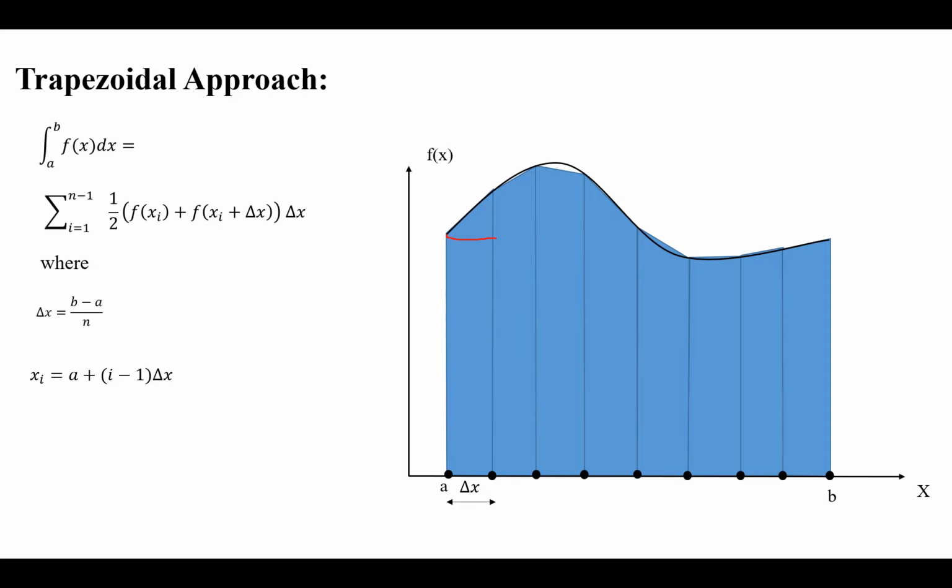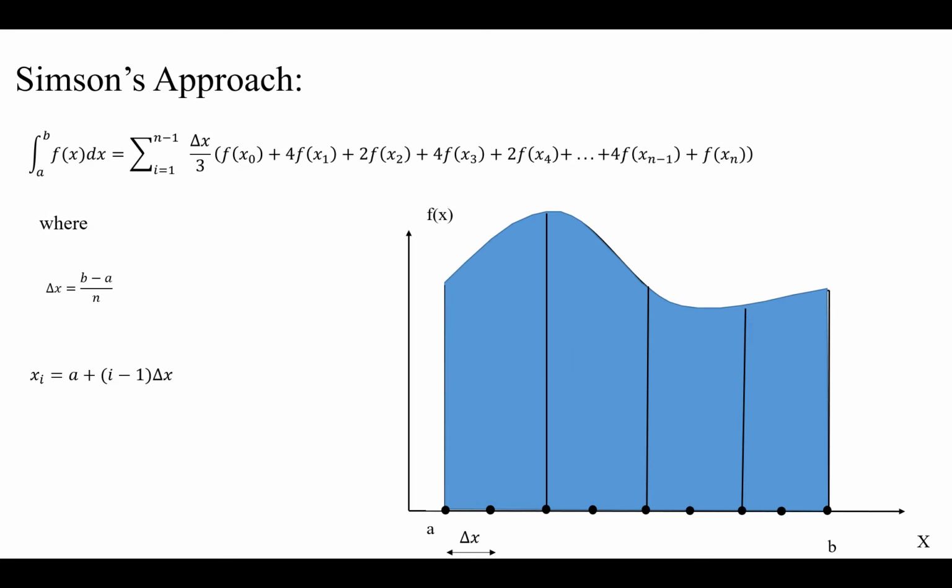That gives us the area of a trapezoid. And then because we have multiple trapezoids, we add them together to find the area under the curve. And that's our trapezoidal approach.